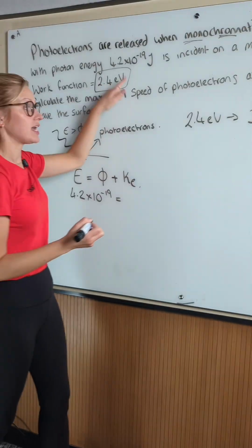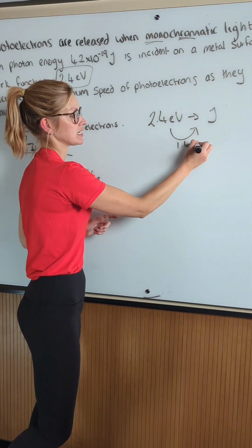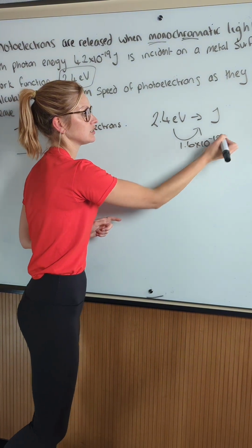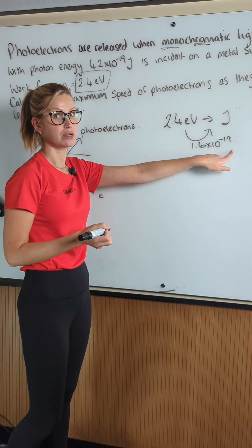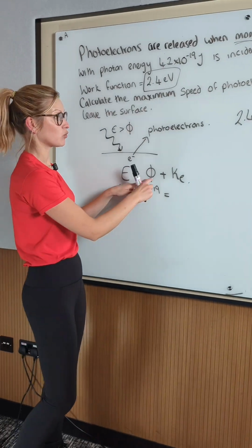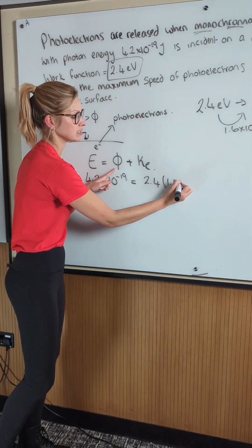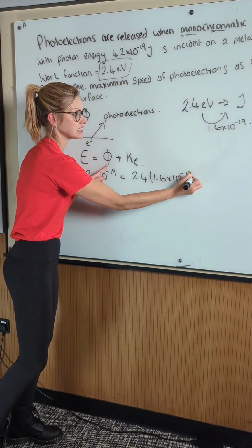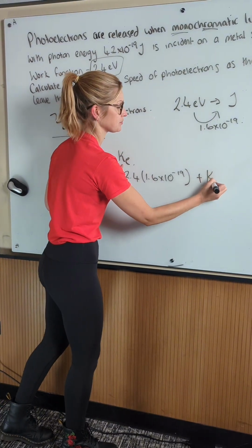And the way that you do that is that you look at the charge of the electron. So the charge of an electron is 1.6 times 10 to the negative 19. So to go from electron volts into joules, you just multiply through by that number. Okay. So what I have instead of work function now is 2.4 multiplied by 1.6 times 10 to the negative 19. Okay. Then I have to add my kinetic energy.